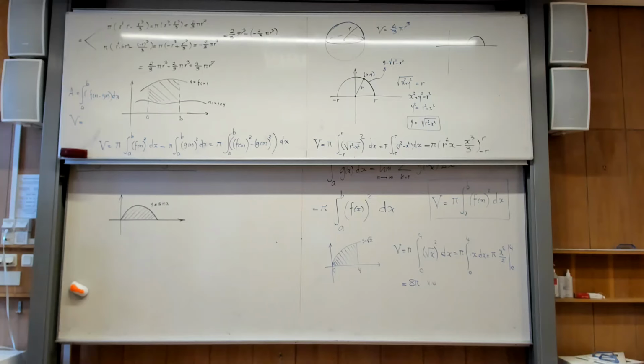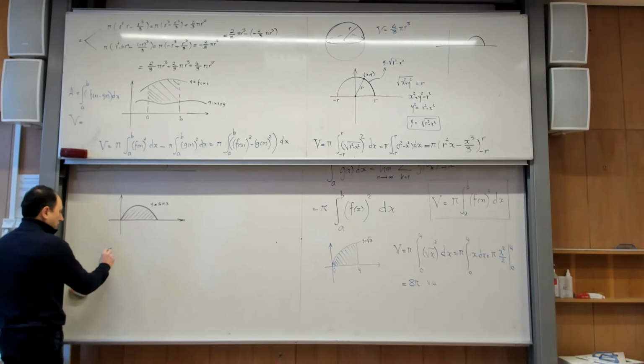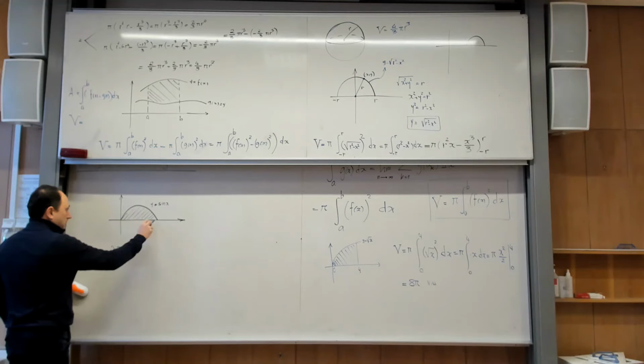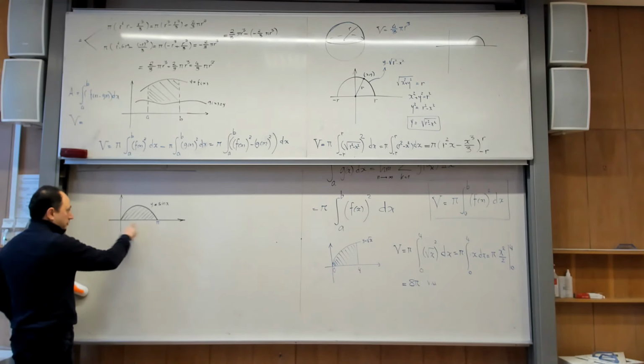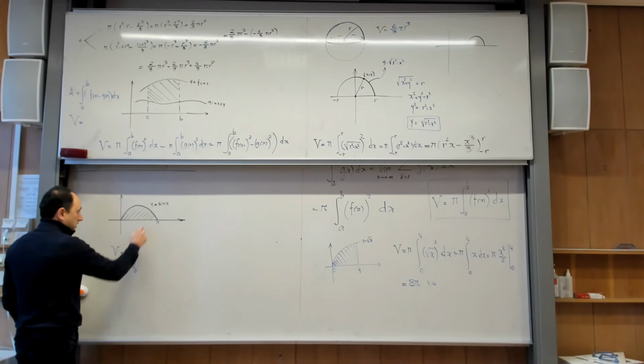So we actually want to calculate this one. How should I do that? I should write the volume. First of all, this number, do you agree that this number is pi? Yes? Because this is the first time that the sine function intersects the x-axis. So the integral becomes pi times the integral from 0 to pi, my function squared.